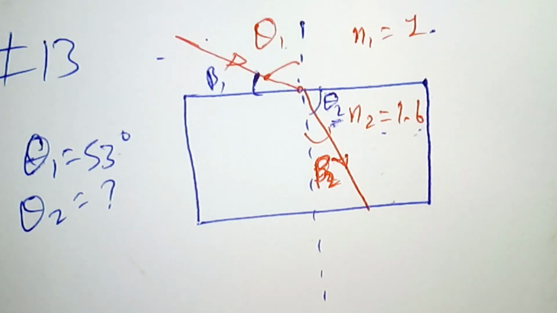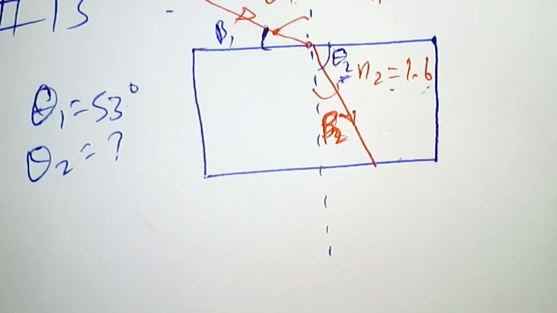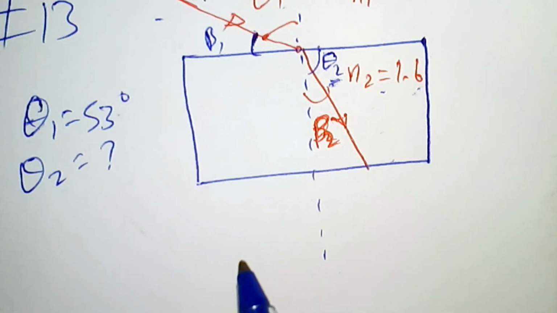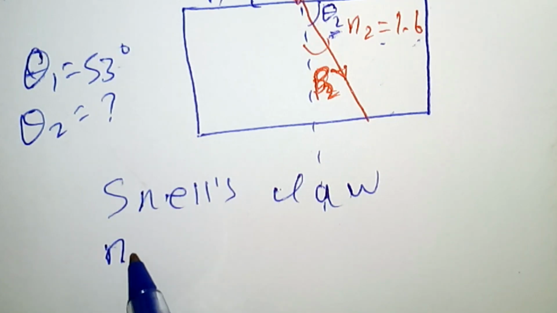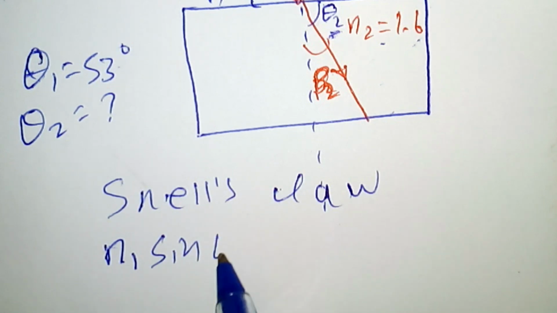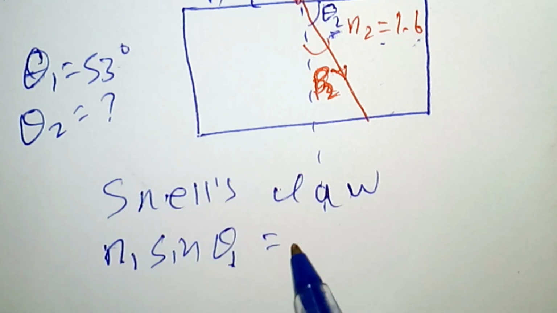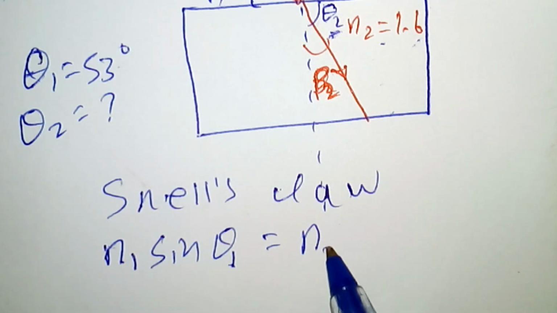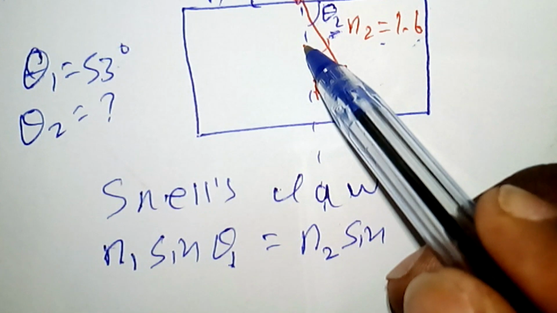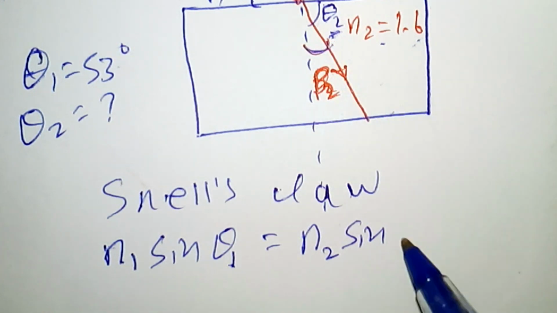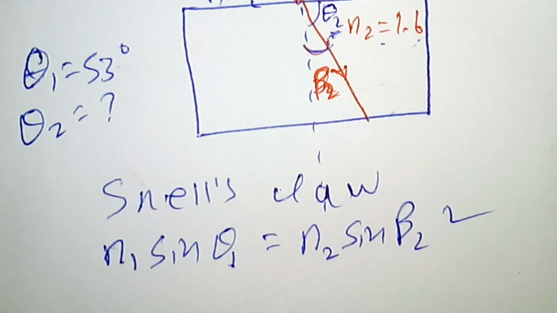We can find this by using the laws of refraction, or what we call Snell's law. Snell's law states that the refractive index of medium 1 times the sine of the angle of incidence is equal to the refractive index of medium 2 times the sine of the angle of refraction. This is the angle of refraction, beta 2. So this is what we call Snell's law.